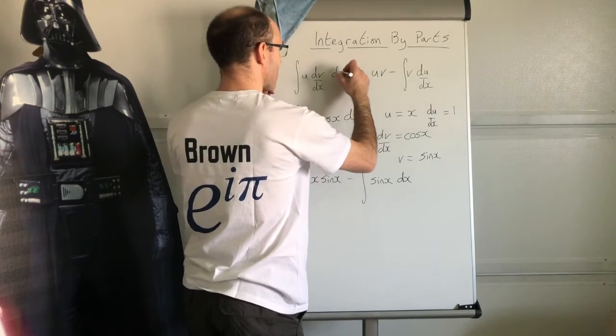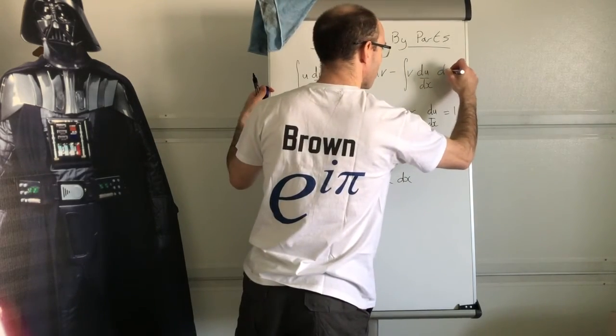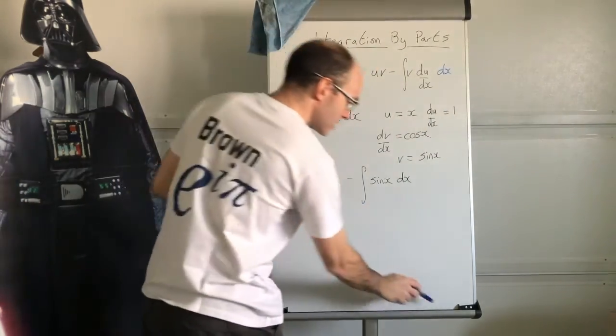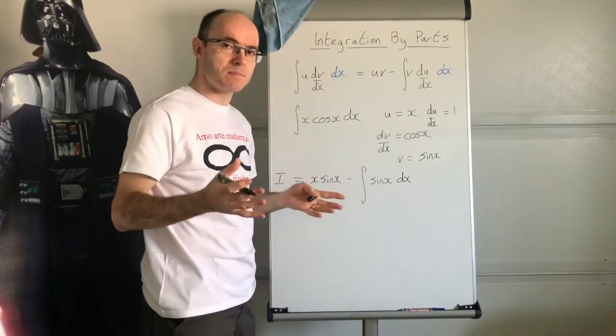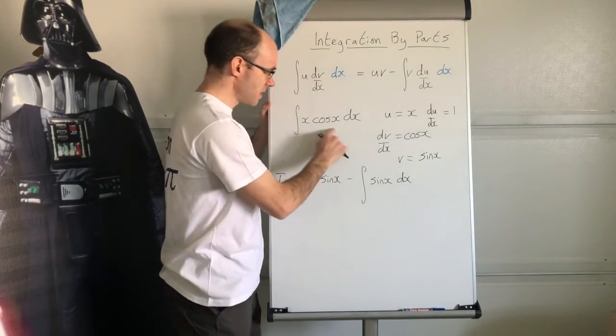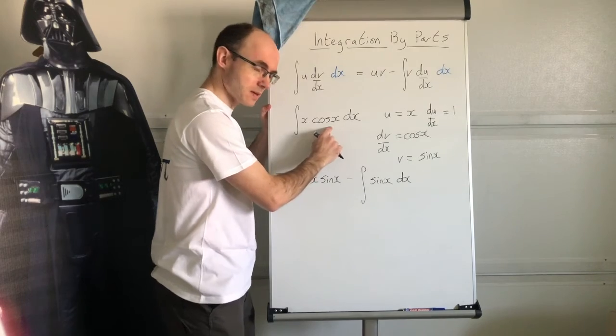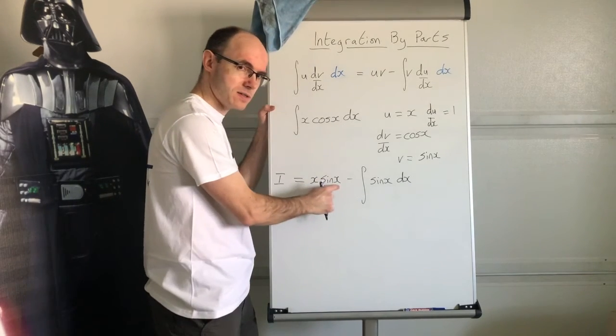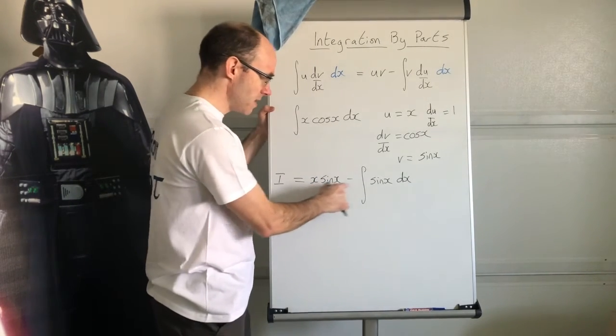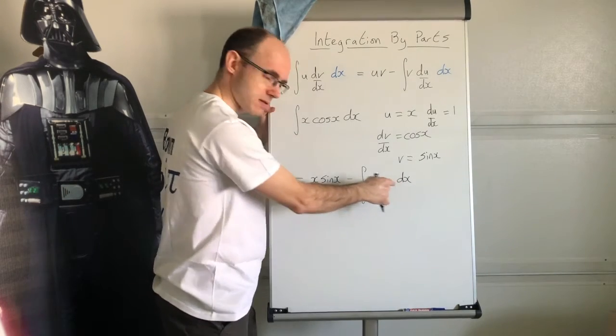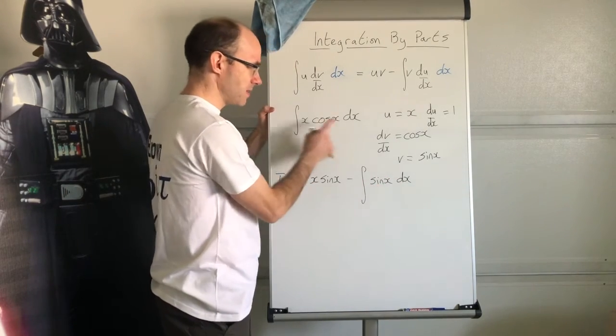Now what this does for us is it makes it a much simpler integral. So we start with x cos x. This is part of our final answer, so don't touch that. We'll leave it alone. But now what we've got to do is integrate this, and you can see that that is much simpler than that.